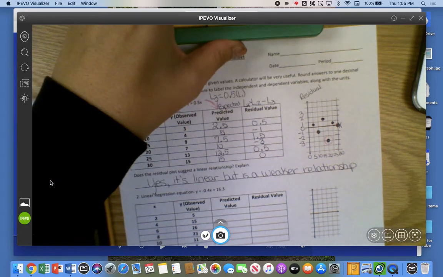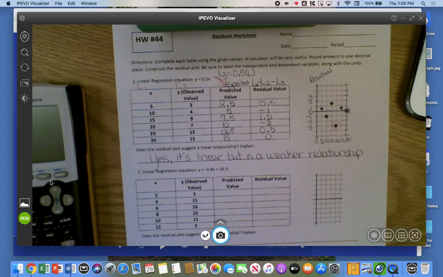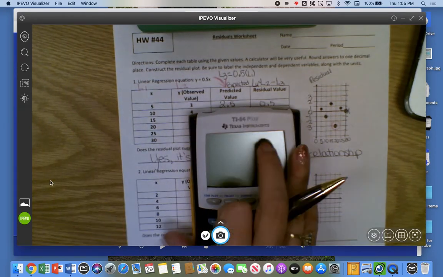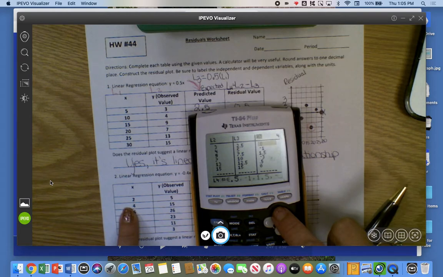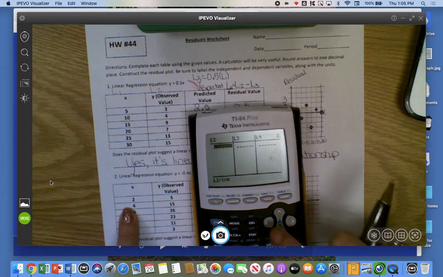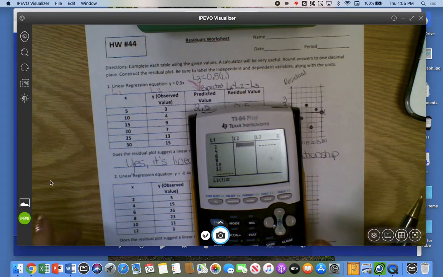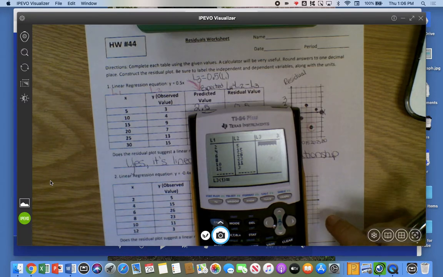All right, so on this next example, we have a new equation and a new list, so we can go ahead and get our new list plugged in. We're going to clear our list, not delete our list. So we got 2, 4, 6, 8, 10, and 12, and our y's are 5, 15, 26, 23, 11, and 3. All right, so we've got those in.